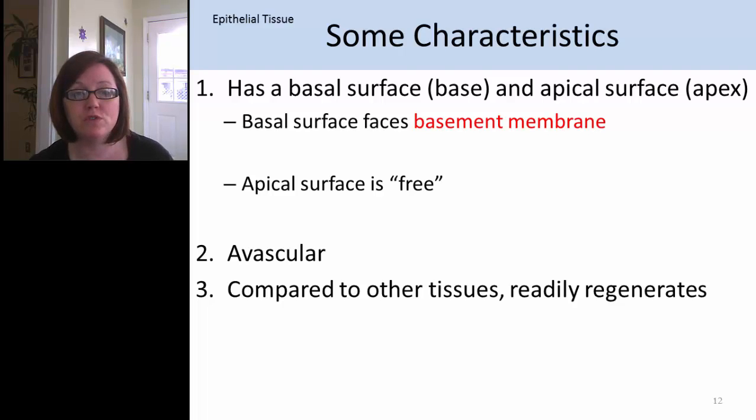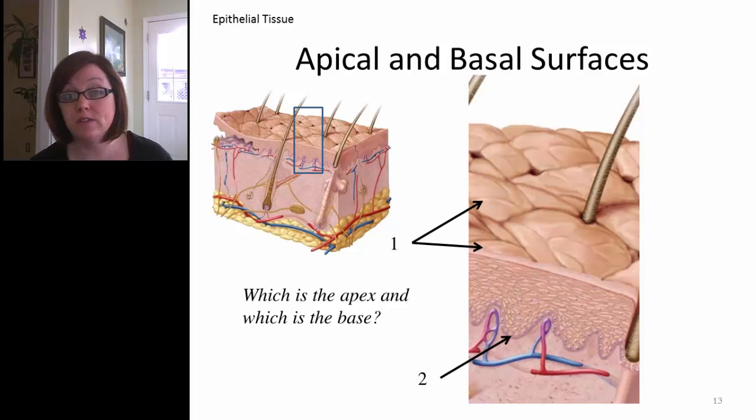A few pictures to illustrate this. Here we see skin, and the outer layer of skin is made of epithelial tissue. I have the base and the apex labeled here with 1 and 2, but see if you can decide which number is referring to the apex and which is referring to the base. Now if you said number 2 was the base, you're correct, because that layer of the tissue is facing another tissue, so that makes it the base, whereas number 1 is facing the outside world, so that makes it the apex.